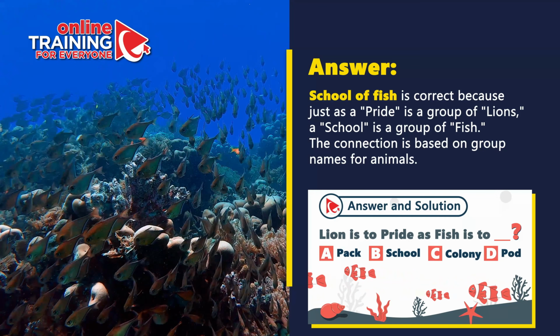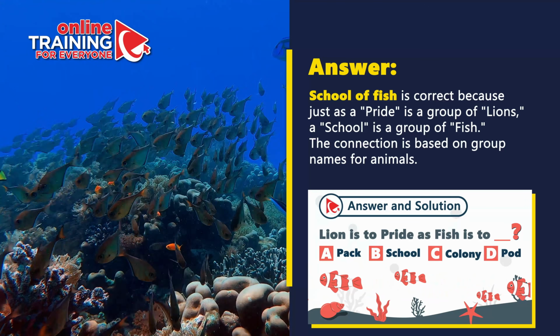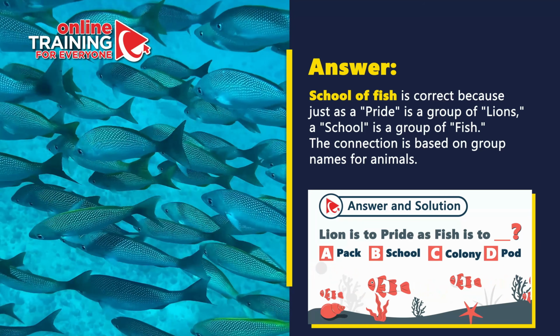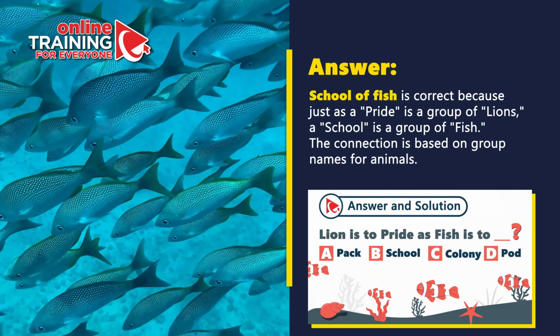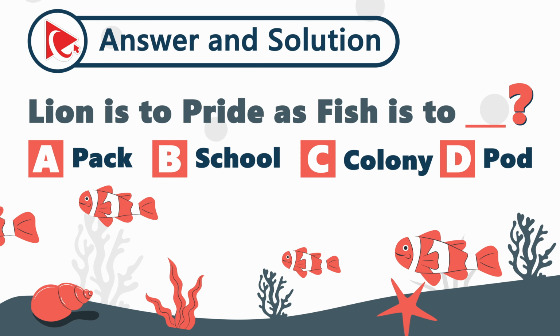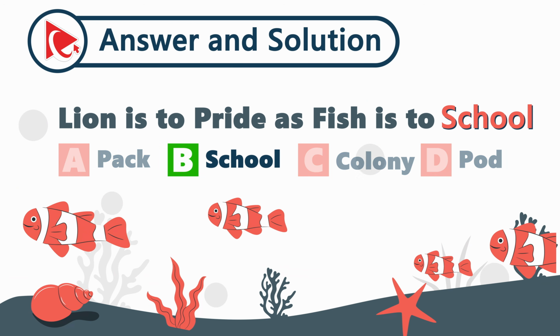This synchronized swimming helps in evading predators and conserving energy. Another cool fact is that fish in school communicate through visual signals and water vibrations, enabling them to change direction almost instantaneously. So the correct statement here is lion is to pride as fish is to school. And the correct answer here is choice B, school.